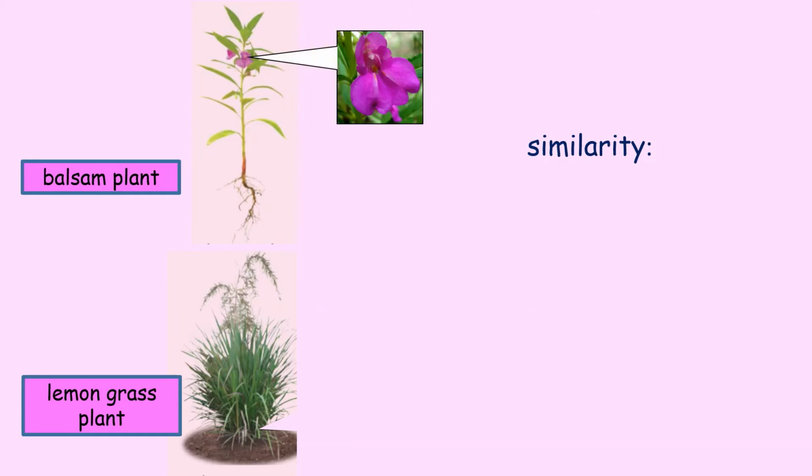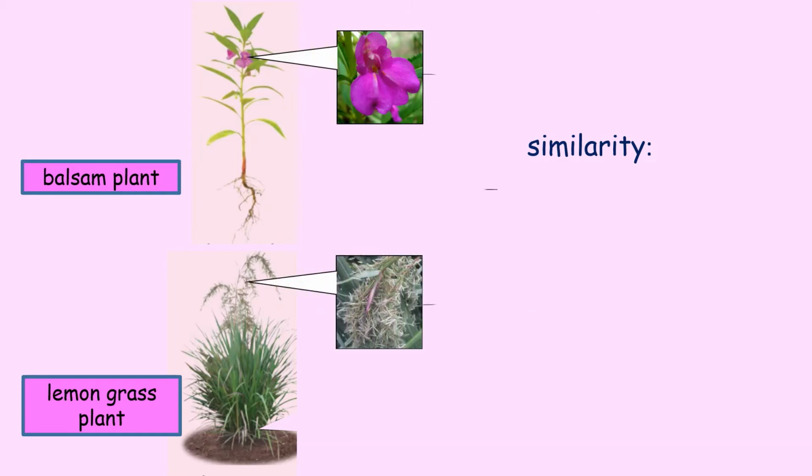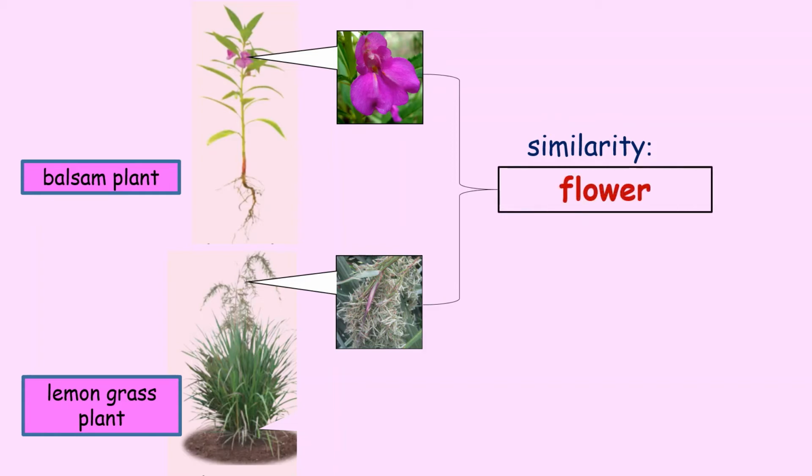Look at these two plants. This is the balsam plant and this is lemongrass plant. Can you find the similarity between the plants? Both balsam plant and lemongrass plant have flowers. Thus, their similarity is they both have flowers.